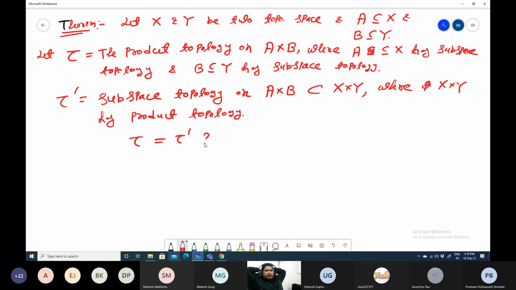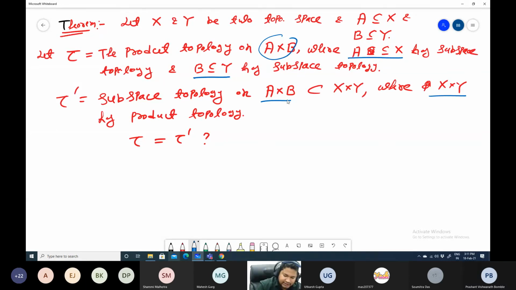So what you do, you have two topological spaces X and Y, and you have A a subset of X and B a subset of Y. Now first you take a subspace topology on A and a subspace topology on B, and then take the product topology on A cross B. So this is one way. Another way, you first take the product topology on X cross Y and then take the subspace topology. Then are both topologies the same or different? Sir, need not be the same.